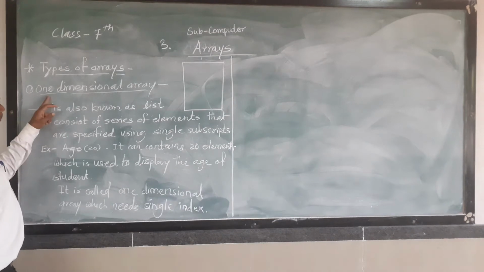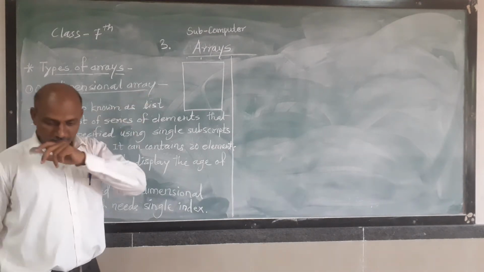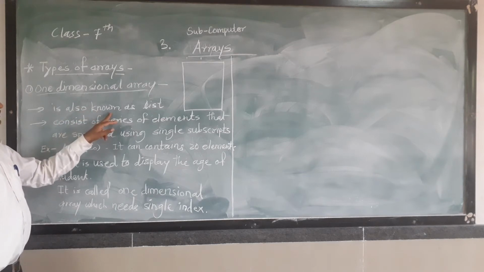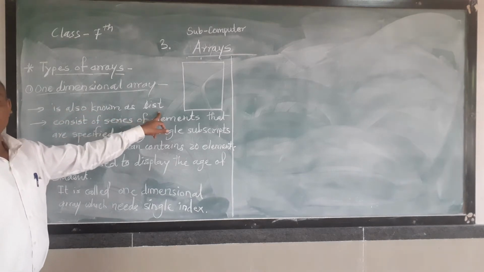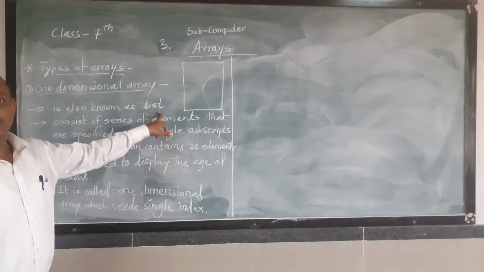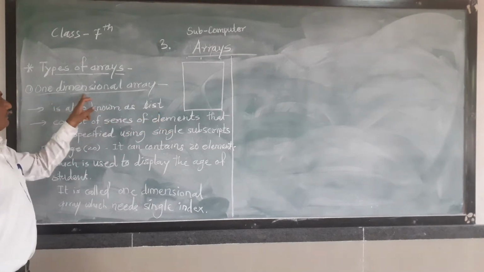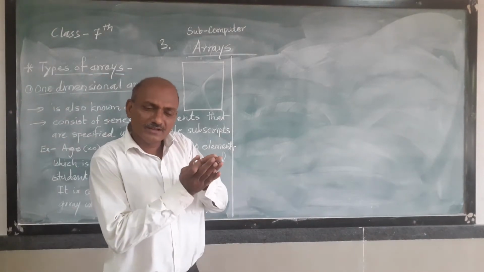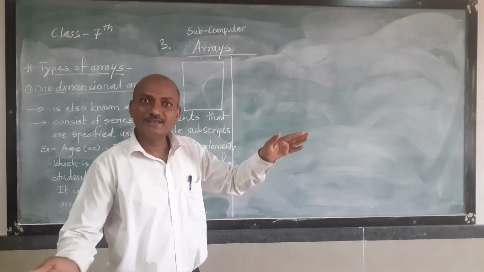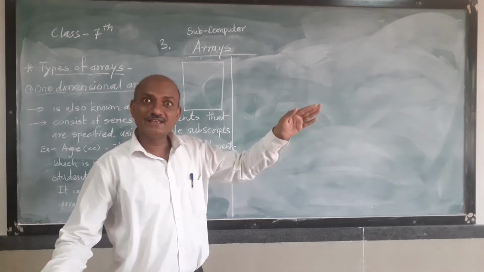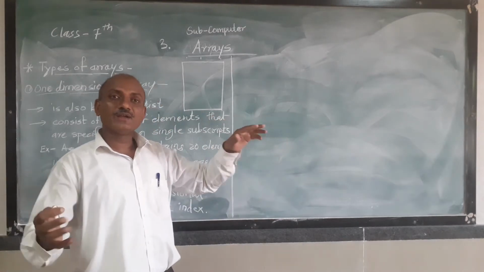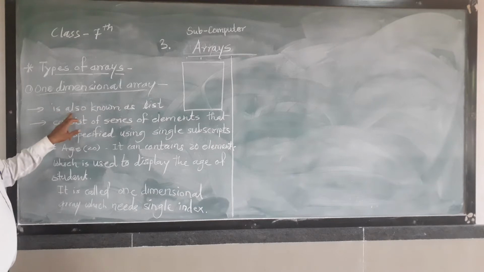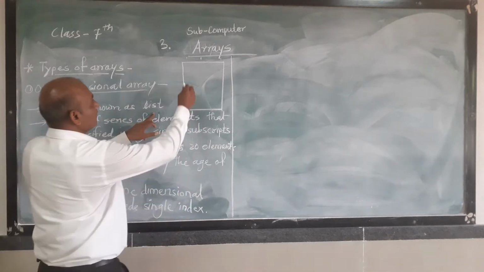See, a one dimensional array is also known as a list, or a single dimensional array, or single list. One dimensional array is nothing but a list, any list: name list, roll number list, birthday list. Any kind of list is called a one dimensional array, just like age.